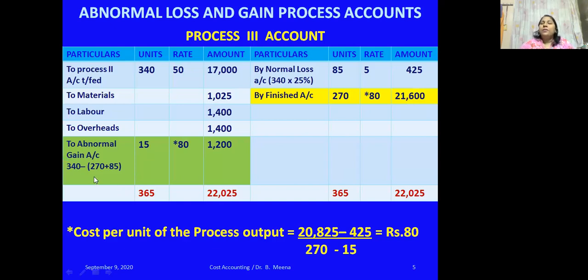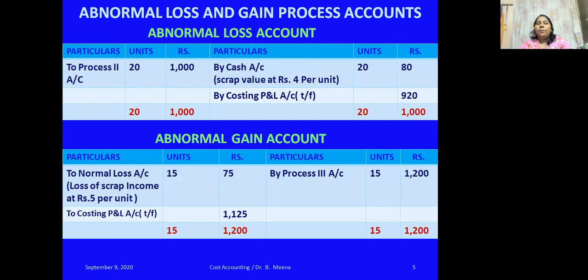Here the abnormal gain is debited, which means there we need to credit it. Now look at the abnormal gain account. By process 3 account, I credited the units and the value. Then I have to give the scrap value for the 15 units, so to normal loss account, to normal loss account. Here you should not write cash account because it's abnormal gain, right?